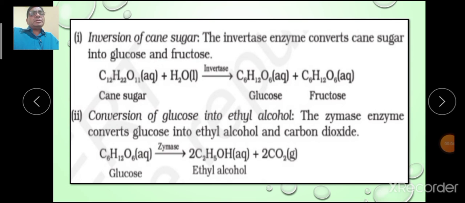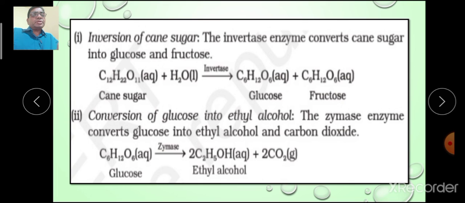Now, the yeast supplies two enzymes. The first one is the enzyme invertase and the second one is the enzyme zymase. The enzyme invertase converts cane sugar, which is a disaccharide, into two monosaccharides, glucose and fructose. This is the disaccharide sucrose present in cane sugar. It is converted by the enzyme invertase into the monosaccharides glucose and fructose.